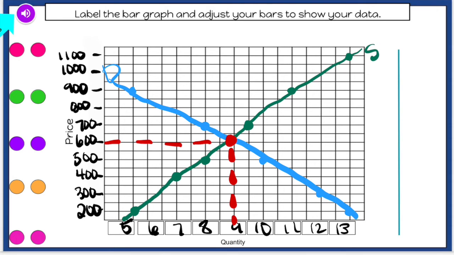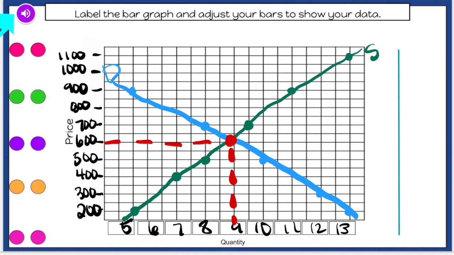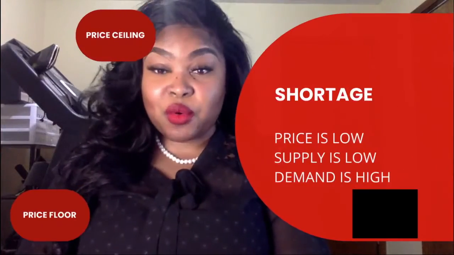But usually when it comes to rent control, they put the rent below the equilibrium price. So let's just say the max that you can charge for rent is going to be $400. So that's significantly below the equilibrium price. Let's talk about a price floor.